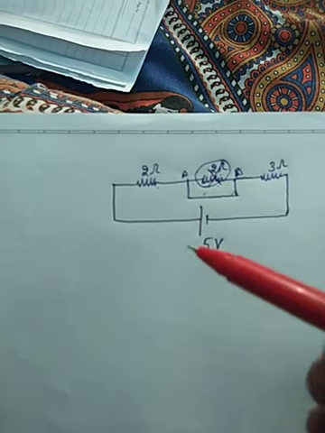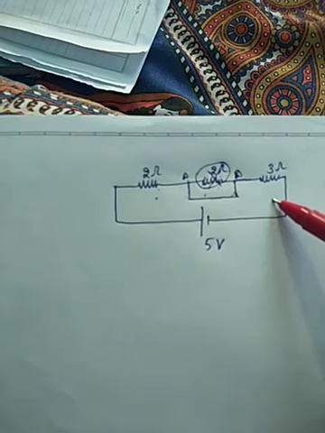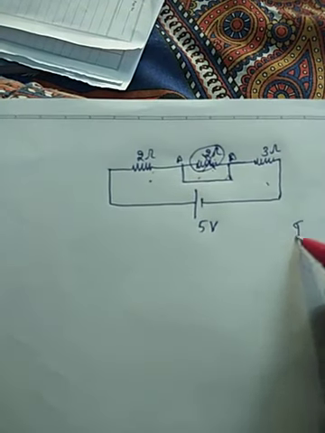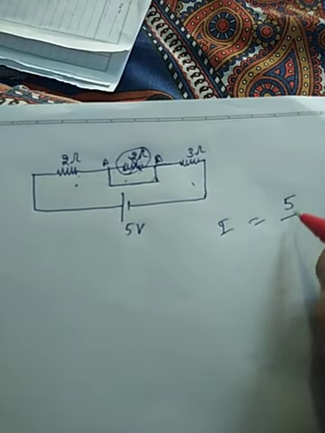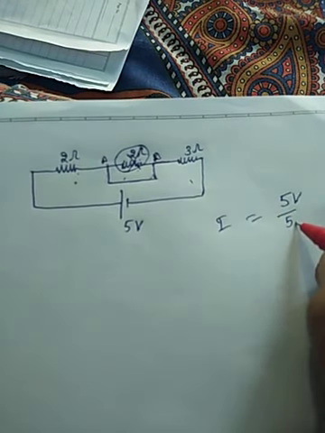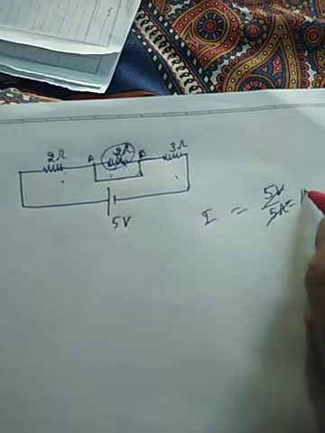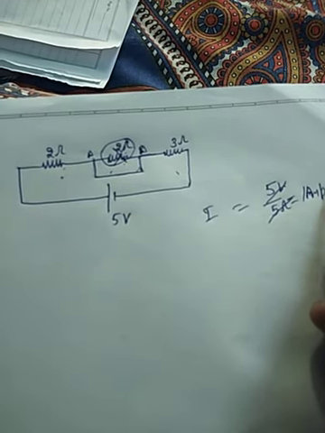So the resistance of the circuit will become 2 ohm and 3 ohm, 5 ohm, and current will be equal to 5 volt over 5 ohm. That will be equal to 1 ampere. So it is very easy.